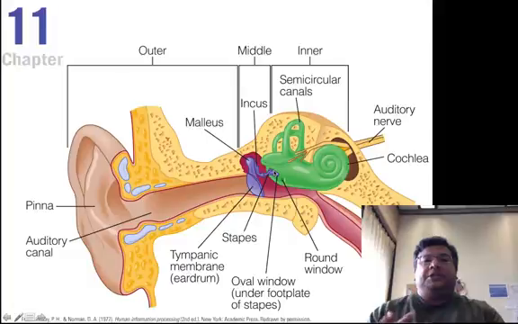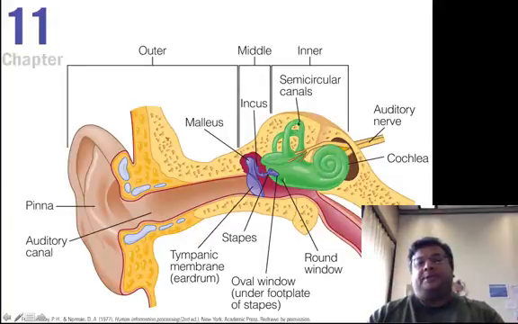The vibration is then carried to this organ right here, known as the cochlea. It is the organ of hearing. This is the organ where all the magic happens, where the vibrations are converted from physical vibrations into electrical impulses in the nervous system. This is where it all happens.